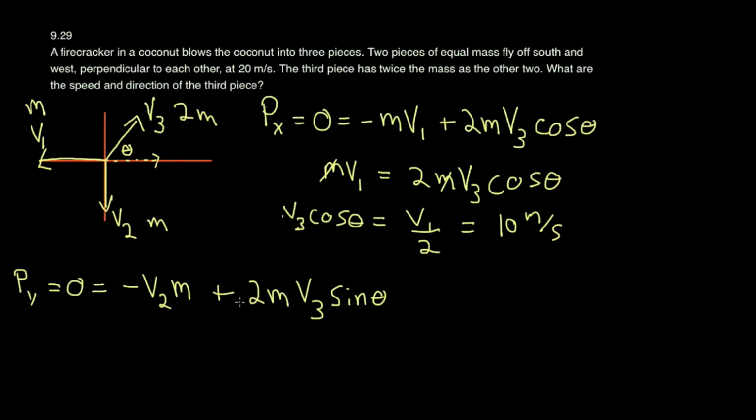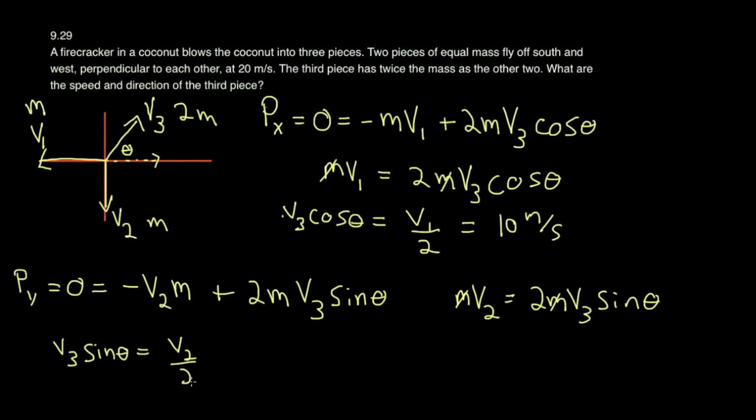Okay, so now we're going to do the exact same thing we did over here. We're just going to rearrange this equation. So we're going to add v2m to both sides, and I'm going to rearrange that too, just get m and call it mv2, so just flipping them, is equal to 2m v3 sine theta. Now again, we have the exact same thing where the m's divide out, and I'm just going to divide both sides by 2, and we're left with v3 sine theta is going to be equal to v2 over 2.